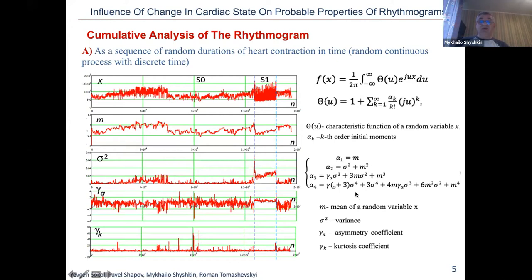Okay. On the other hand, the initial moments can be expressed in terms of central standard numerical characteristics. From the system of expressions, the initial moments are combinations of the above standard characteristics like mean, variance, asymmetry, and kurtosis coefficient.